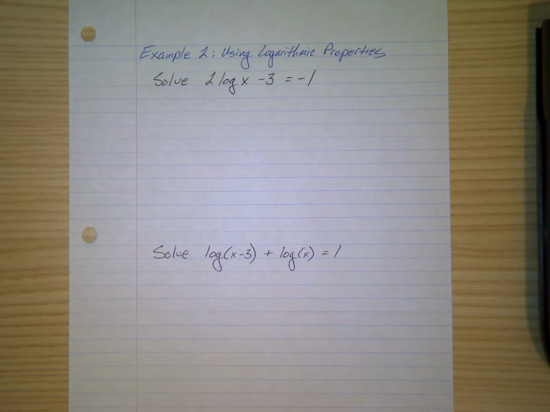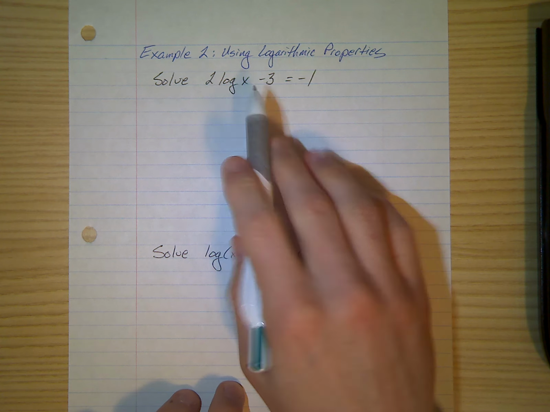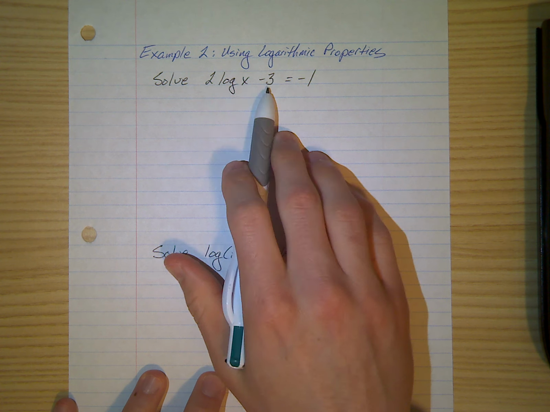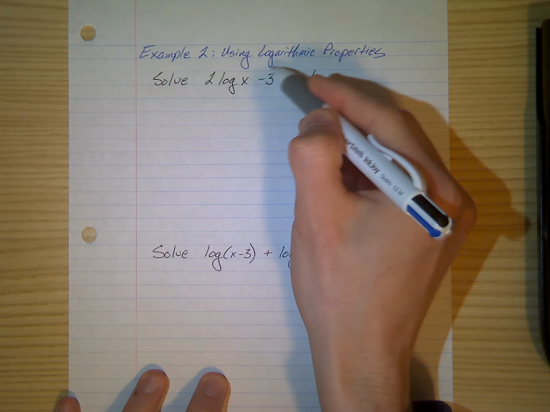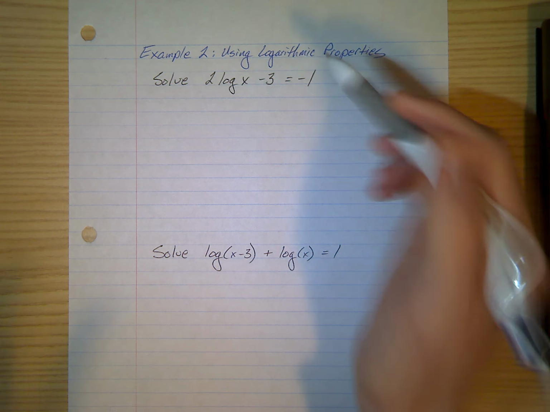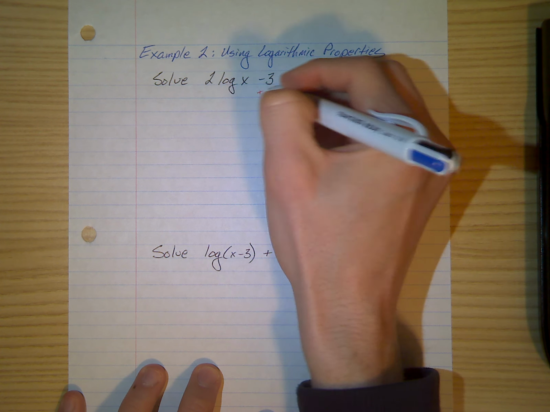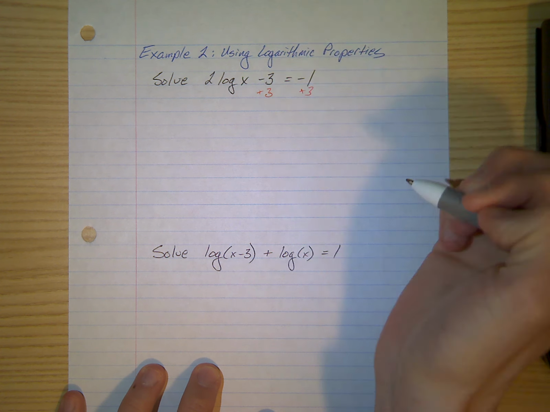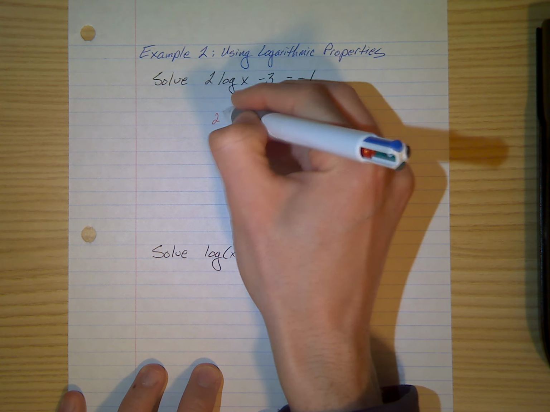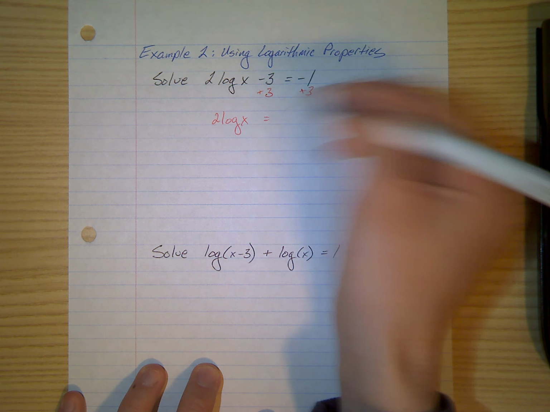When we have some properties involved with our logarithms, it gets a little bit more complicated, but it's nothing too bad. The very first thing that we want to keep in mind is the logarithm by itself. Right now we have the 2 in front and the minus 3 at the end. Now, if these were in parentheses, the minus 3 would be part of the logarithm, but it's not. So we can go ahead and get rid of this minus 3 by adding 3 to the other side. We're left with 2 times the log of x is equal to 2.